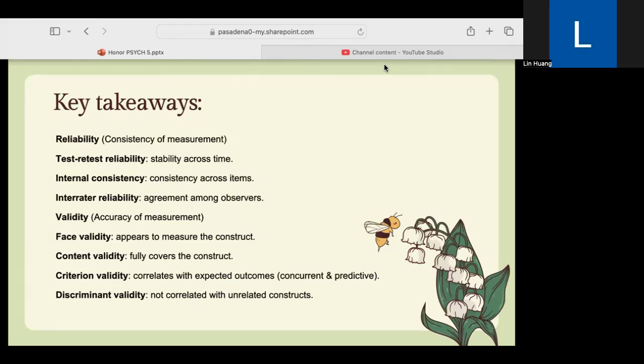And next is four types of validity. Validity means accuracy of measurement. First is face validity. It means it appears to measure the construct. Second is content validity. It means it fully covers the construct. Third is criterion validity. It correlates with expected outcomes. And the last is discriminant validity. It means not correlated with unrelated constructs.